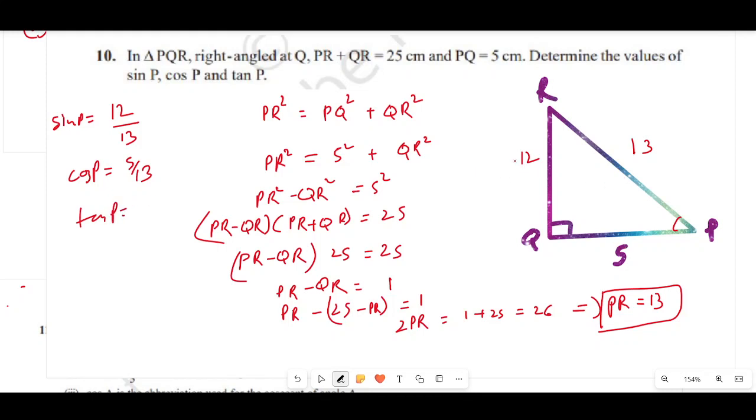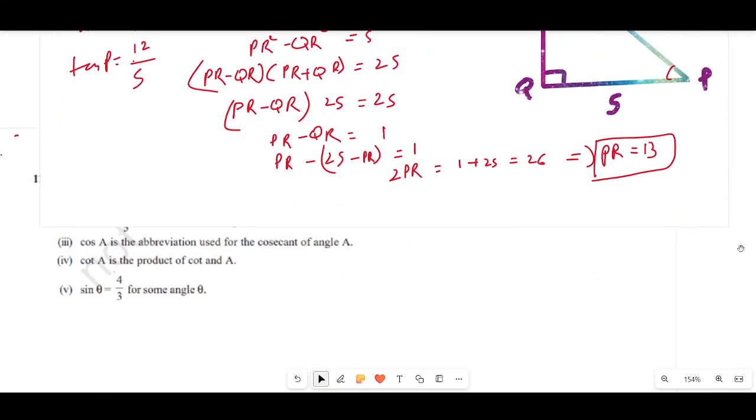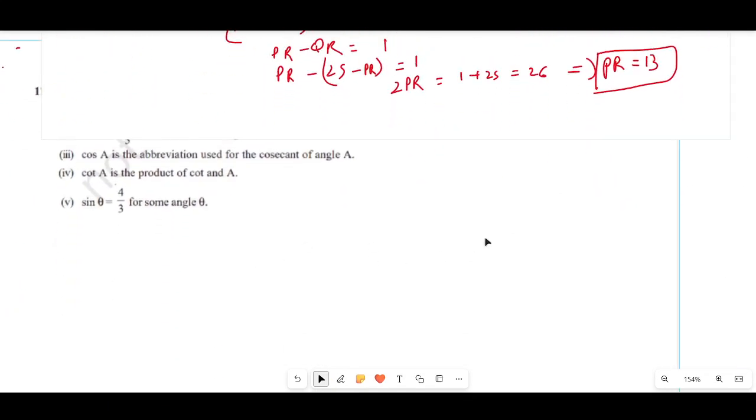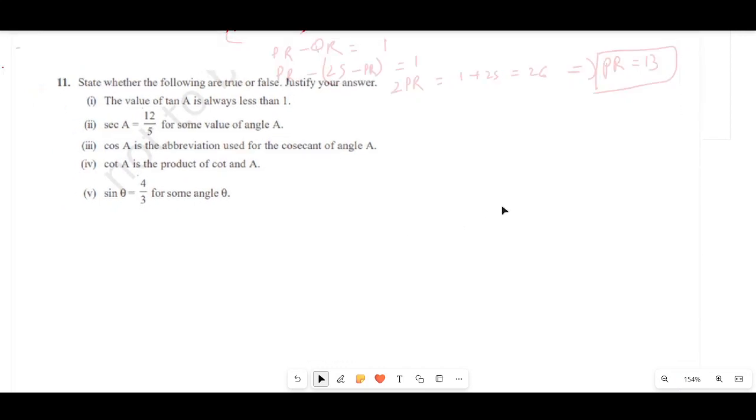12 by 5. Clear? 12 by 5 because perpendicular upon base. Now this is our solution for question number 10. Now move on to question number 11. Clear?